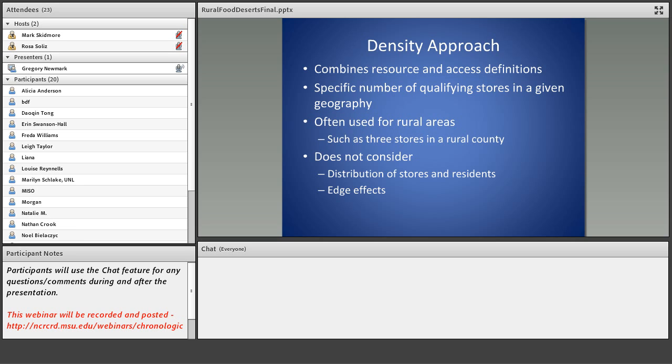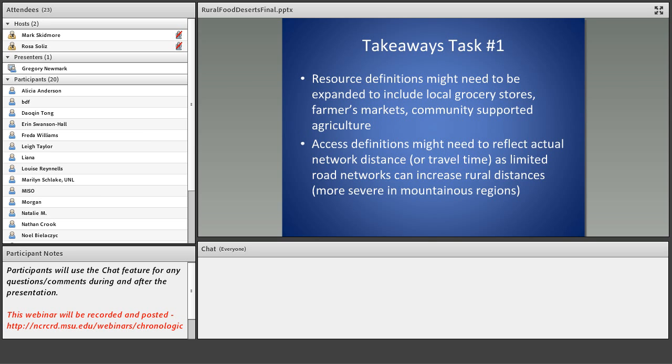So it's to identify the number of qualifying stores in a given geography, typically a county, and so it's often used for rural areas. But this is problematic because it doesn't consider the distribution of the stores in relationship to the residents, and often all the stores are clustered in one area. And it also doesn't consider edge effects. So, there may be no store at all in your county, but you live just next door to an area with lots of resources. So this density approach would not capture that well.